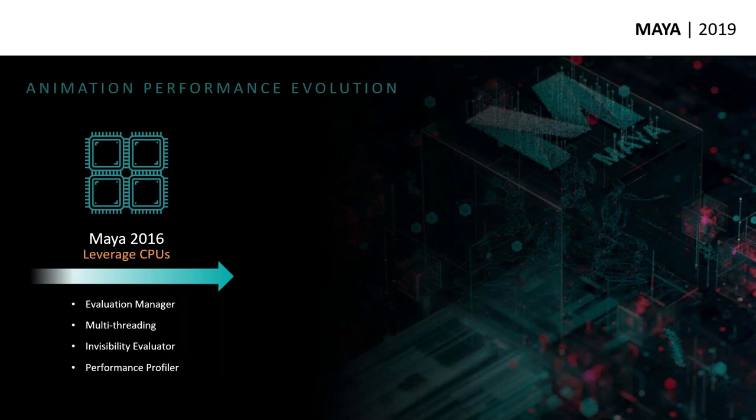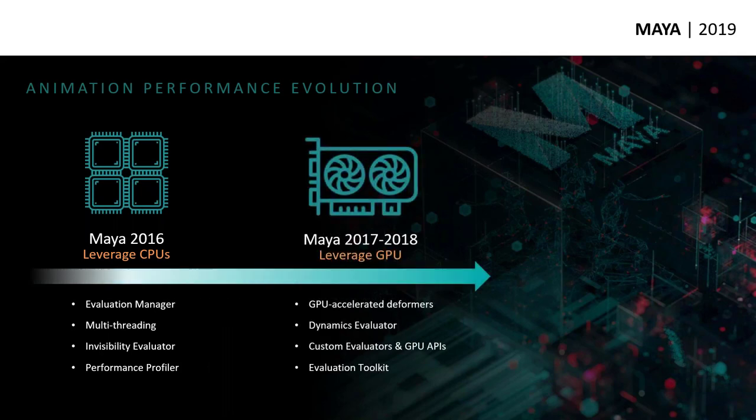So in Maya 2016, we parallelized Maya. We introduced the evaluation manager and multi-threading, and we introduced GPU acceleration, but we didn't really fully support it. So we kind of supported it, but not really. So that was really what the initiative was with 2017 and 2018. It was about taking better advantage of the GPUs. So we started out by taking advantage of our CPUs and all of our cores. Next, we moved on to GPUs and taking advantage of GPU acceleration.